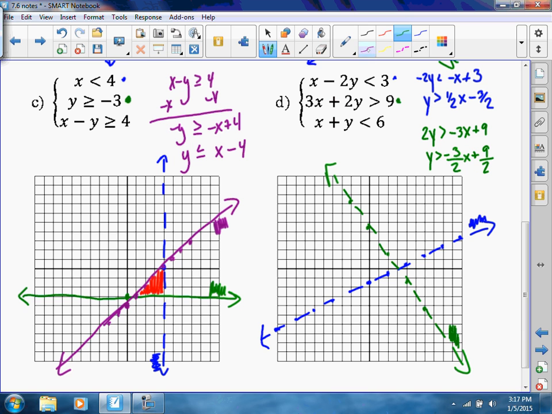Okay, now my other line, do that in purple. To solve this one for y, I just have to subtract the x. So y is going to be less than negative x plus 6. Whew, this one doesn't have any crazy fractions. So I'm going to start at 1, 2, 3, 4, 5, 6 for my intercept. And I'm going to go down 1 and over 1.